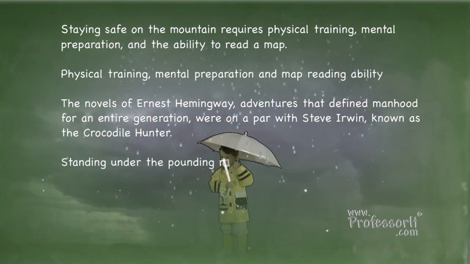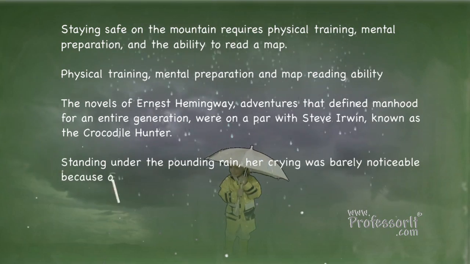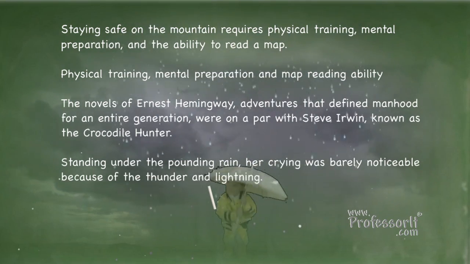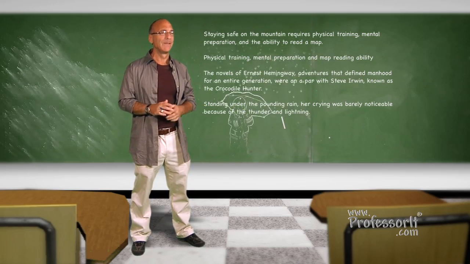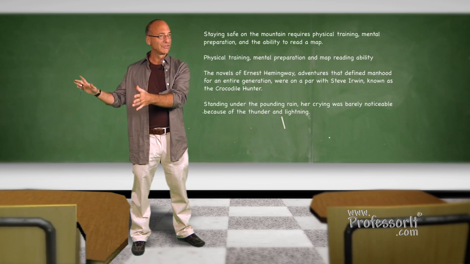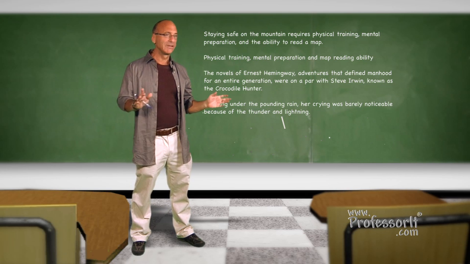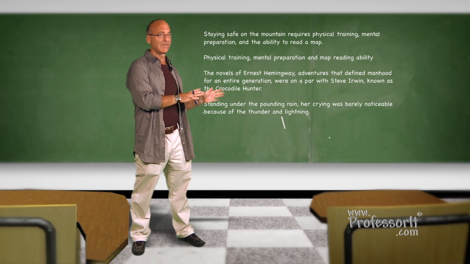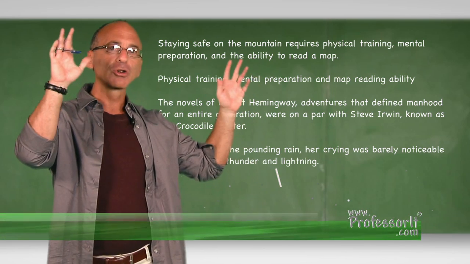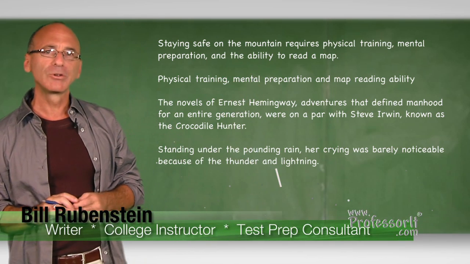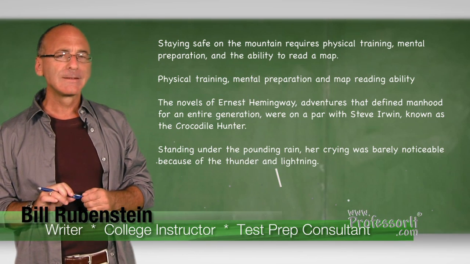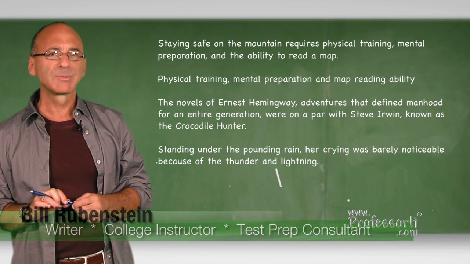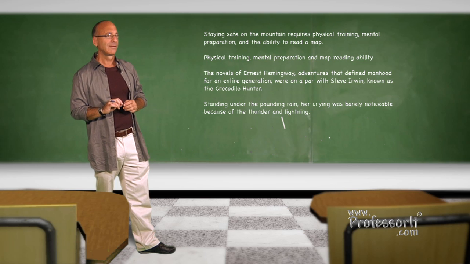Standing under the pounding rain, her crying was barely noticeable because of the thunder and lightning. What was the subject of that sentence? The thing that's acting on the verb. That's what the subject is. For those of you planning a career chasing stray lizards out of eraser factories, the answer is her crying. And the last time I heard crying, it didn't stand anywhere, especially under the rain.